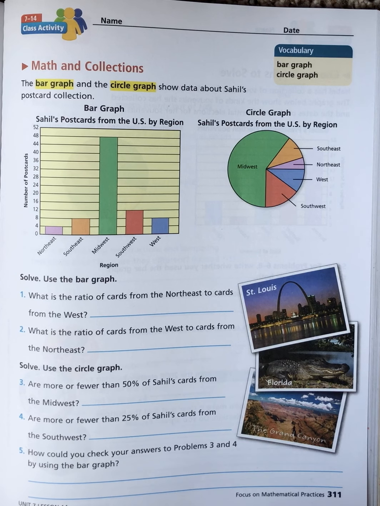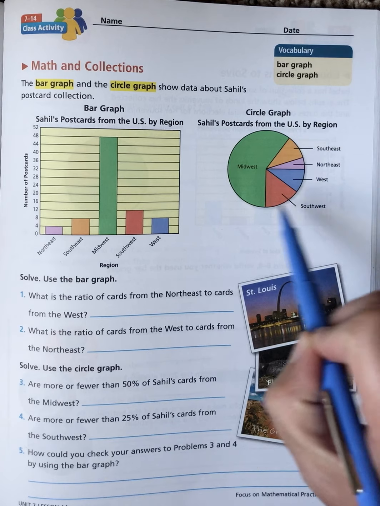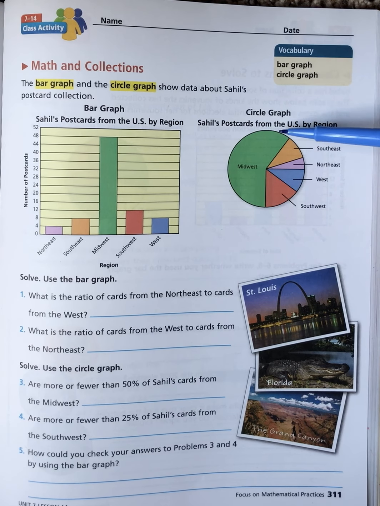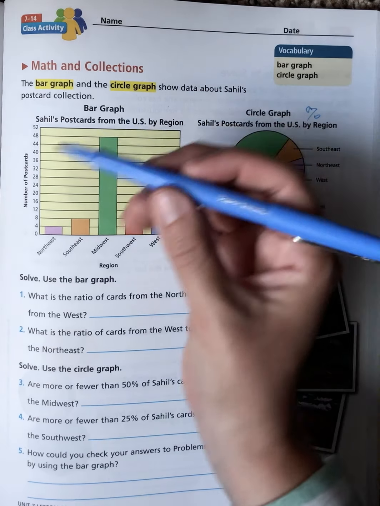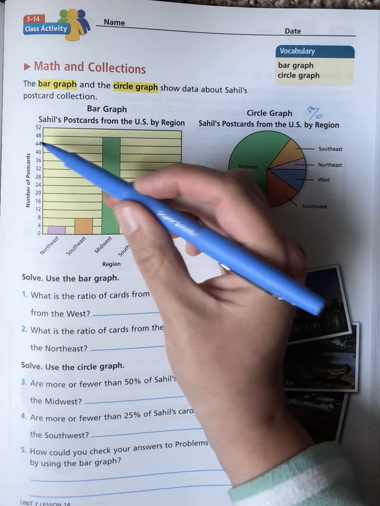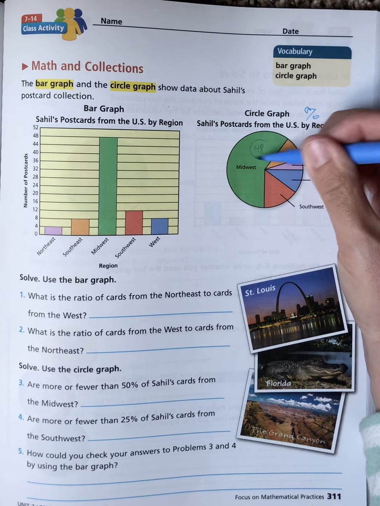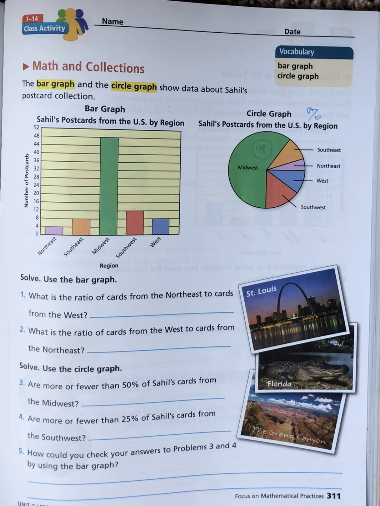One of the big things to notice too is that in order to find the total, we don't know how many postcards Sahil has by looking at the circle graph. We just know that this whole circle represents 100% of what she has. This is a really good way to look at percent. But we don't know how much is in each one unless we compare it to the bar graph, because the bar graph has the actual numbers. The Midwest is 48. So 48 postcards is what this represents, but we would not know that unless we looked at this bar graph. All right, so let's do some of the problems.